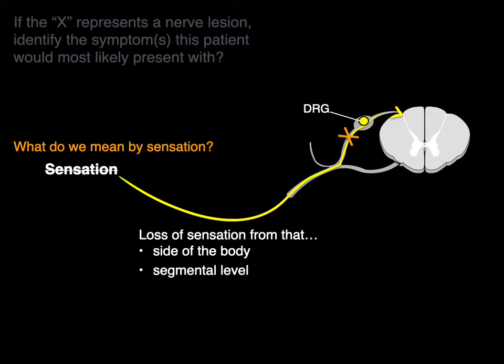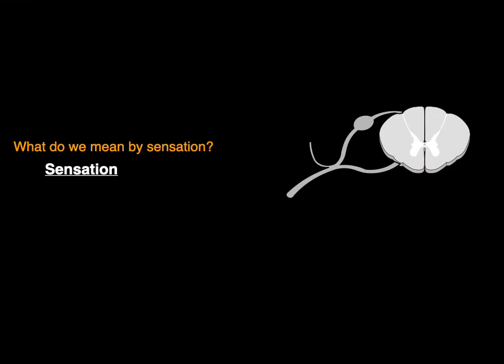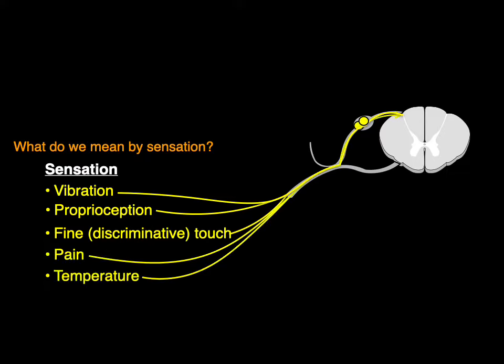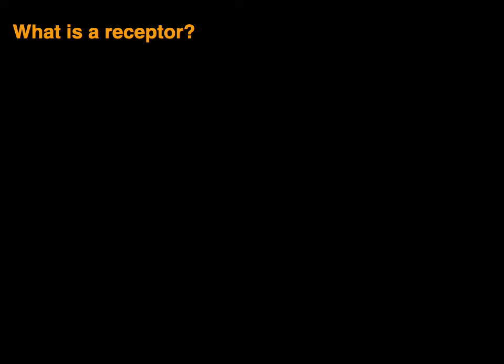Now, what do we mean by sensation? Somatic sensation can be divided into the following different sensations clinically: vibratory sensation, proprioception, fine discriminative touch, pain, temperature, and crude non-discriminative touch. So first, what is a receptor?